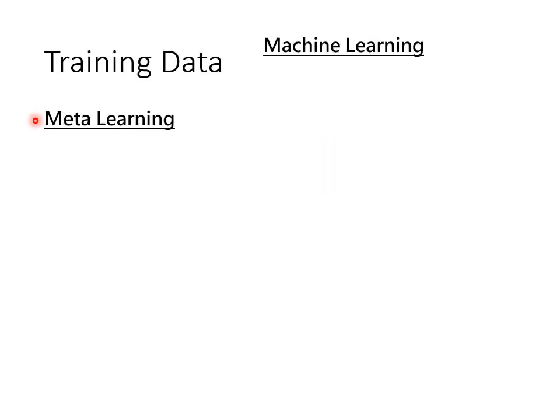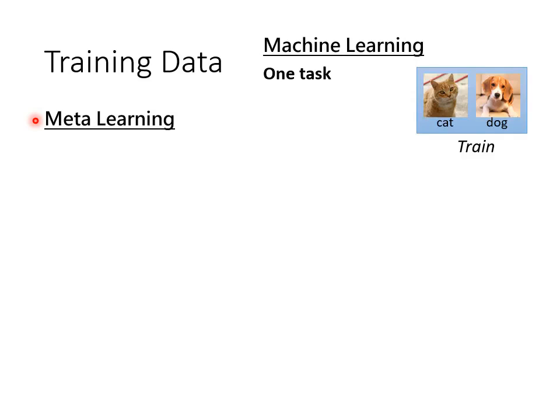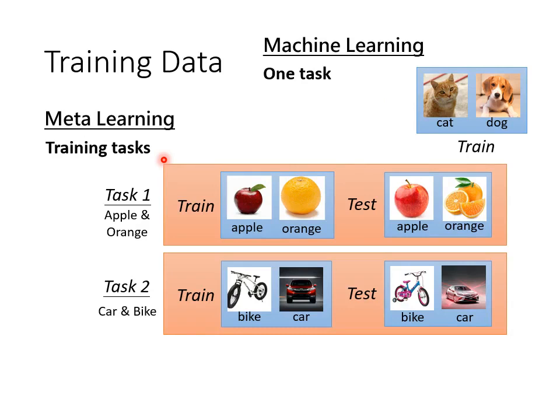Let's take a look at the training data needed in machine learning and meta-learning. In machine learning, you only need training data from one task. You have training examples in a task. Then this is all you need. For meta-learning, you have to collect a set of training tasks. You want to learn an algorithm that can find a binary classifier for you, so you have to collect lots of binary classification tasks. And in each task, you have training examples and testing examples.